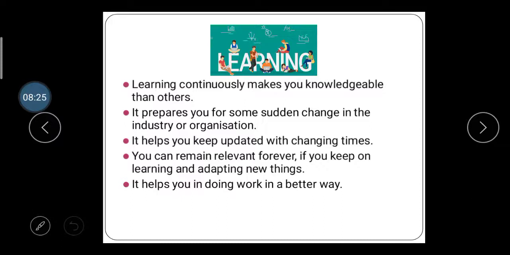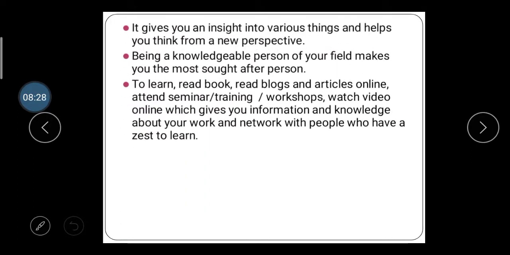Then after, it gives you an insight into various things, and helps you to think from a new perspective. If you learn new things, then you develop new insight within yourself. It creates new innovation and a new perception regarding your working and your overall skill. Then, being a knowledgeable person in your field makes you the most sought after person. It means if you have new knowledge, then you are considered an expert in your field, and you can also conduct expert sessions in your field.